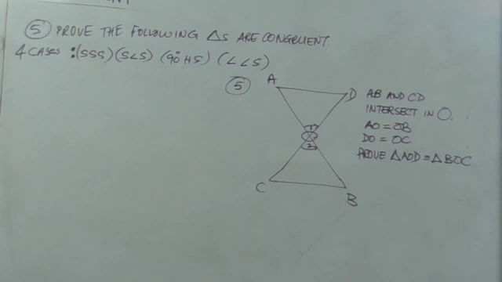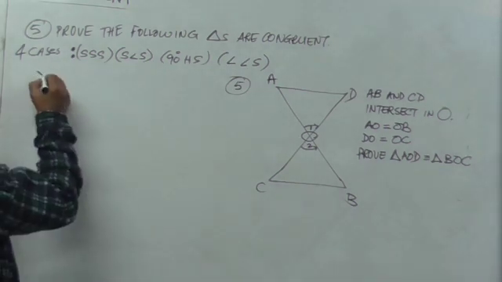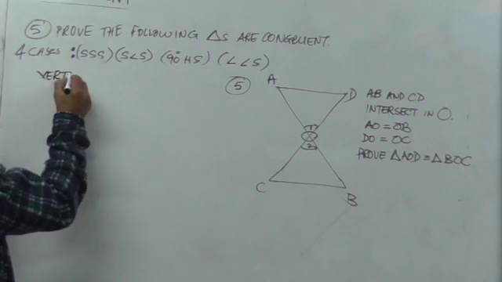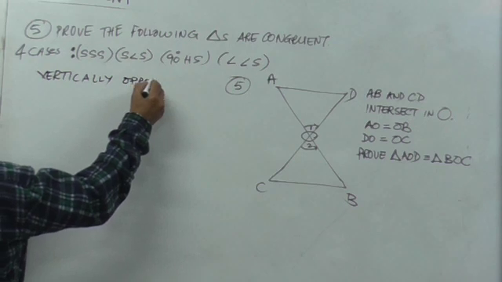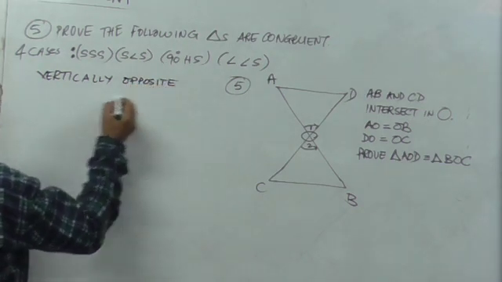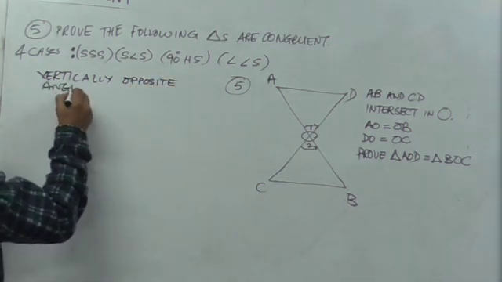So I hope you are recalling the theorem. There's a straight line, and here's another straight line. They're intersecting in O. So you have to recall a certain theorem. Well, I hope you recalled the theorem: vertically opposite angles are equal.